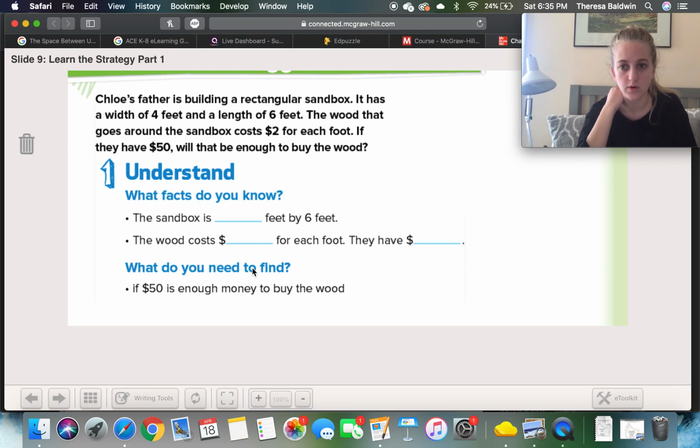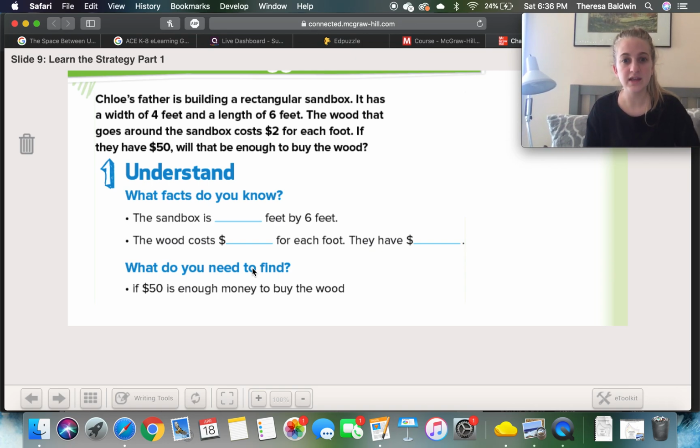What are we looking for? What is the question asking us? The question's asking us, is $50 enough to buy the wood for this sandbox? The sandbox that measures 4 feet by 6 feet. Will $50 be enough money to buy the wood? So now we kind of understand a little bit the facts that we already know. We know what we need to find, so we can move into solving it.